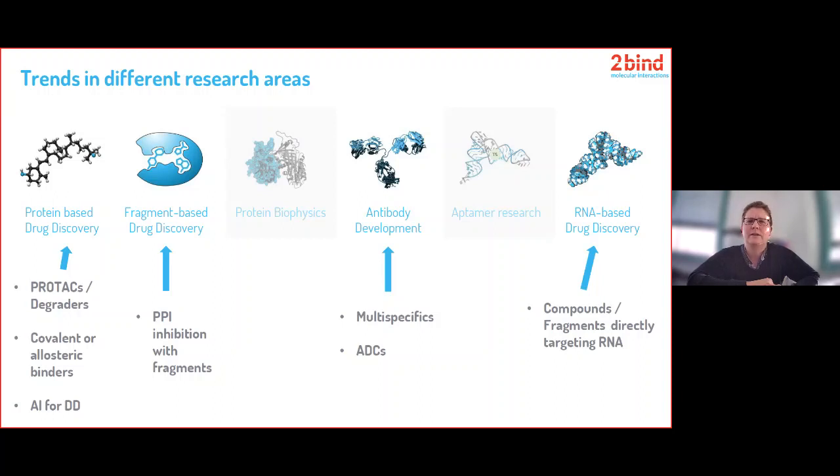In fragment-based drug discovery, we also see emerging protein-protein inhibition approaches, where it's really the interface between protein complexes that is targeted, and fragments are selected for a certain interface. Then they progress towards a compound, with the aim to really prevent or disrupt the complex formation. So that's also something that we think is a trend.